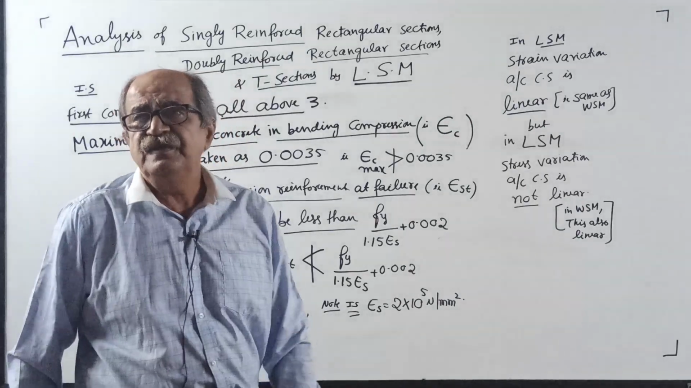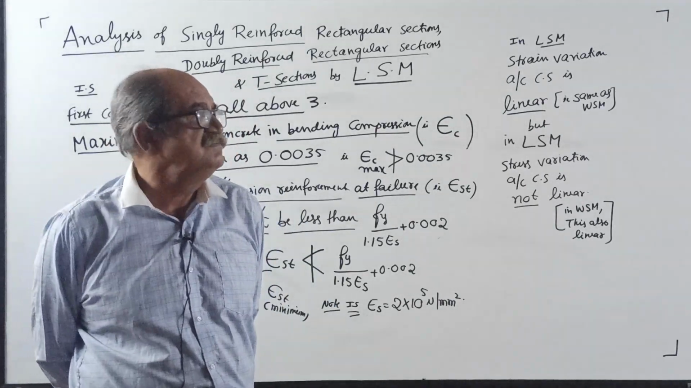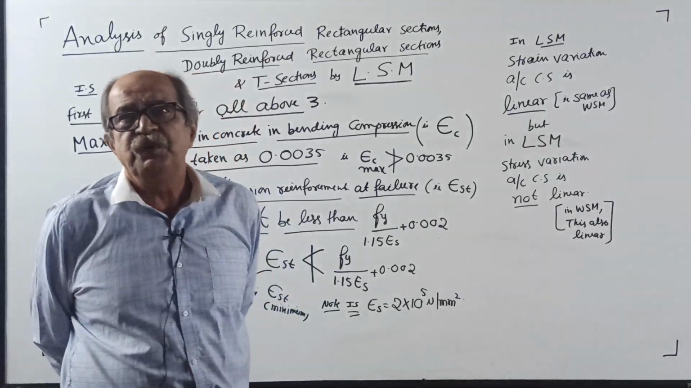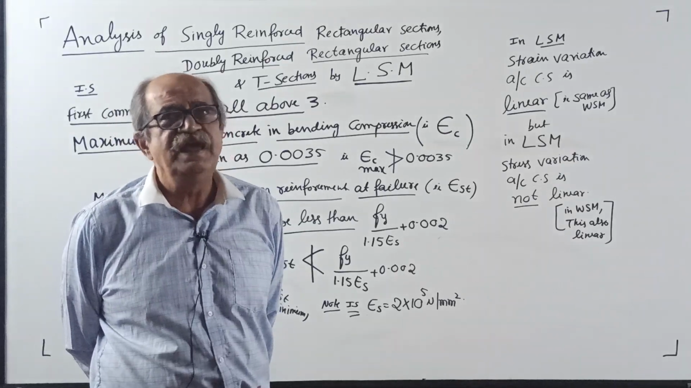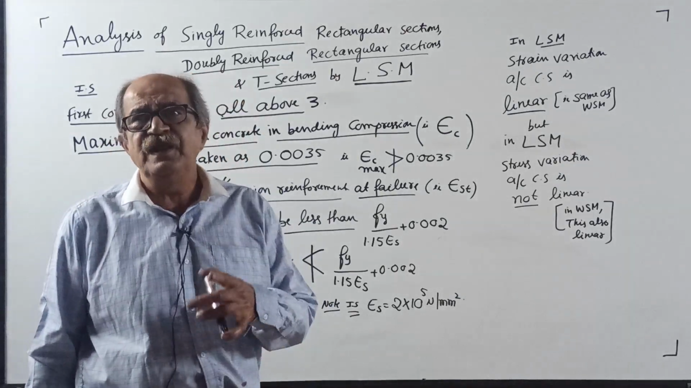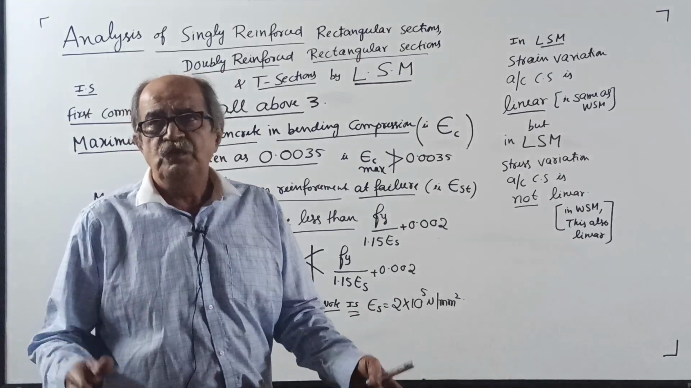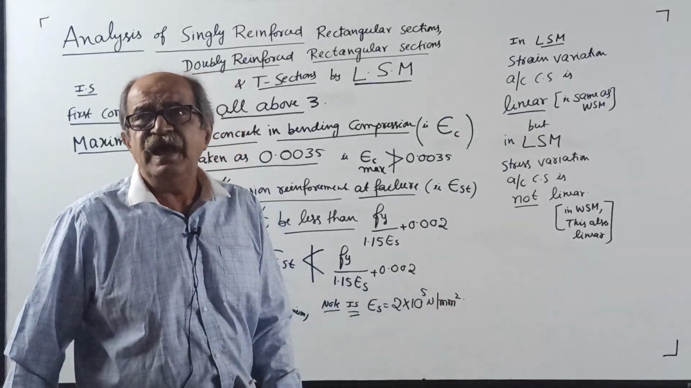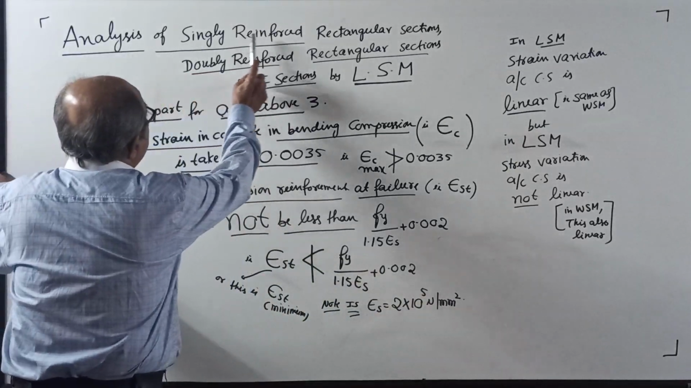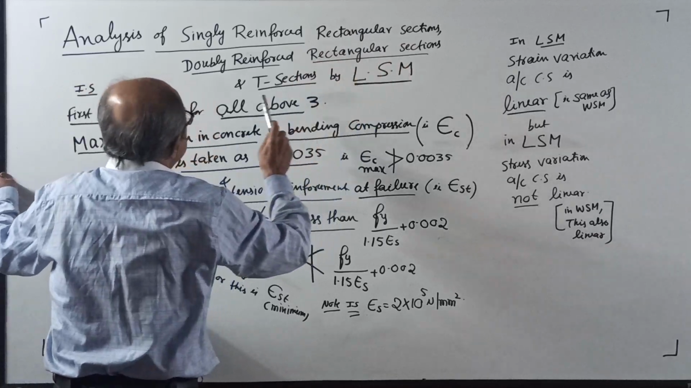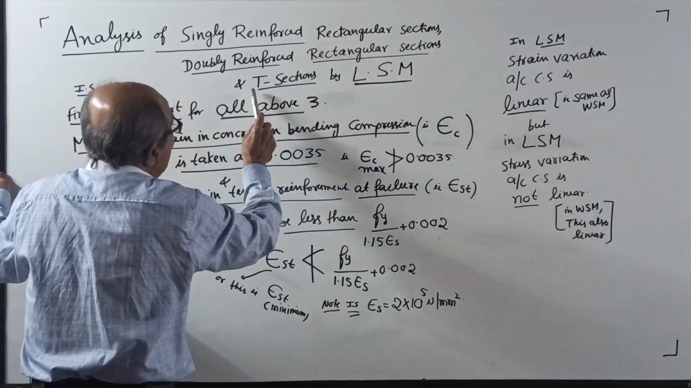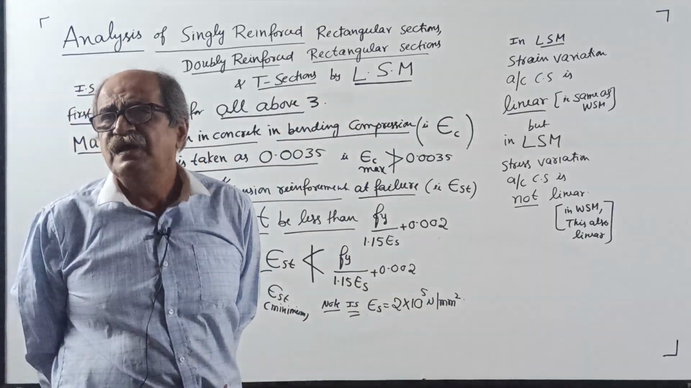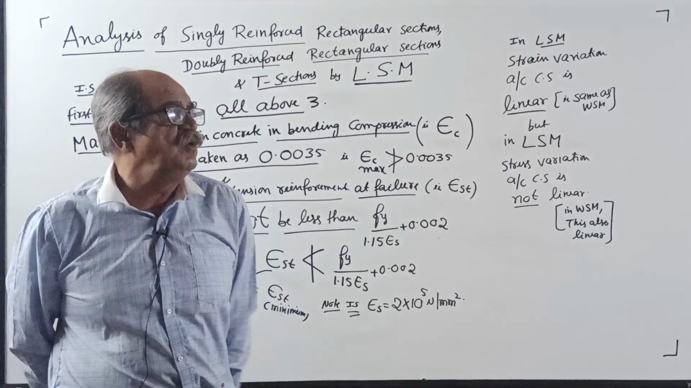This is a new series for the limit state method. Recently I uploaded for the working stress method. First I uploaded the analysis of singly and doubly reinforced sections, then the design of shear reinforcement. Now I am changing over to the limit state method. First I will consider analysis of singly reinforced rectangular sections, doubly reinforced rectangular sections and also T section by limit state method. Remember, at present, practically you require the limit state method only.